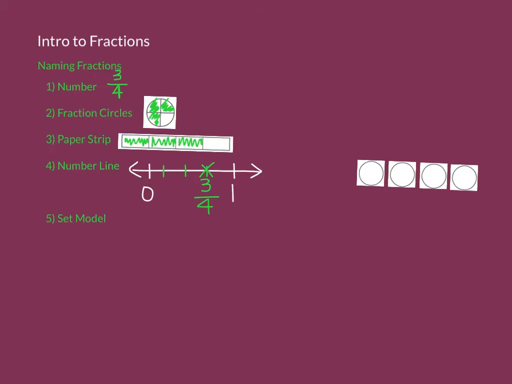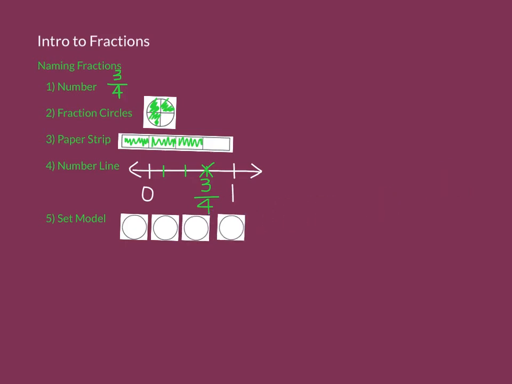So let's go ahead for this set model. Again, I'm still doing the 3/4, so I'm going to go ahead and bring over these circles, but this time, instead of each circle being a unit, the set of 4 chips or 4 circles is used as my unit. So if I want to color in 3/4 of the circles and I have 4 circles, I would need to color in 3 of the circles. Technically, this is 3/4 being represented with this set model now.